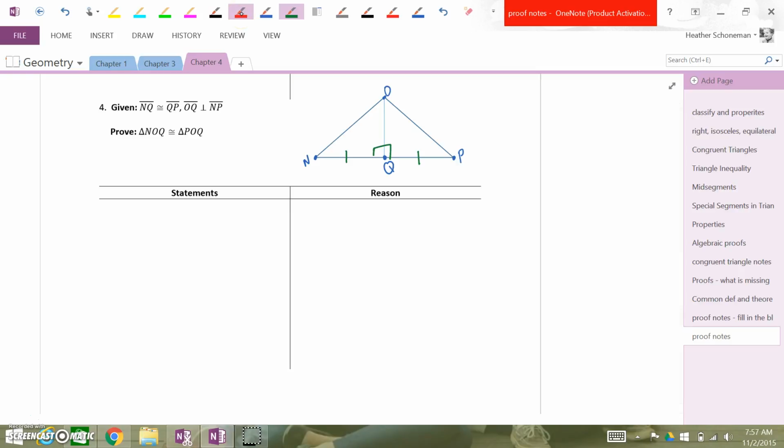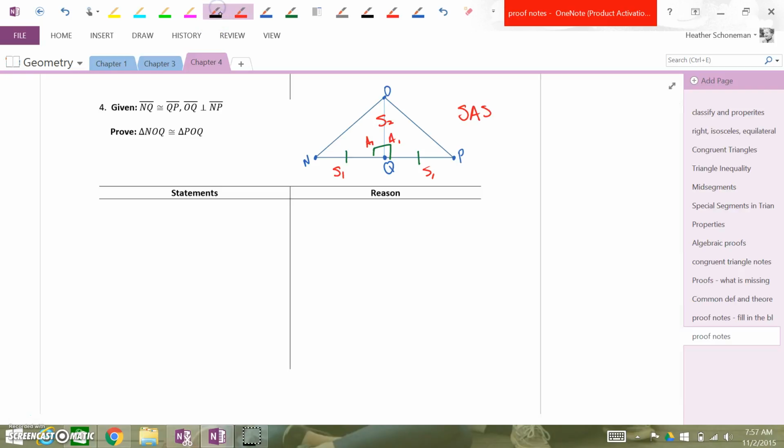Now we're going to look for our 3 facts. So here's a side, that's one fact. Here's an angle, that's another fact. Here's the side in the middle, that's our 3rd fact. So because this angle is in between the 2 sides, this method is side angle side.